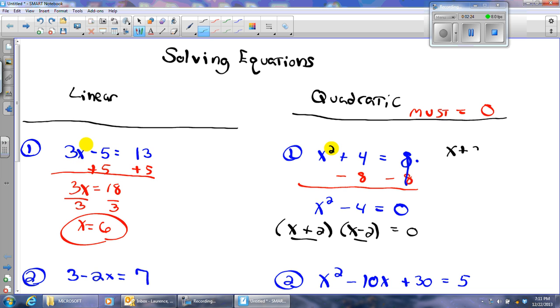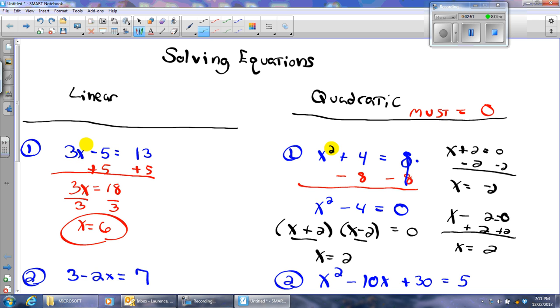I'll go x plus 2 equals 0, and I'll subtract 2 from each side. And so then x equals negative 2. And then x minus 2 equals 0. Okay, and then I'll add 2 to both sides, and then x will equal 2. So my solution is x equals 2 or negative 2.